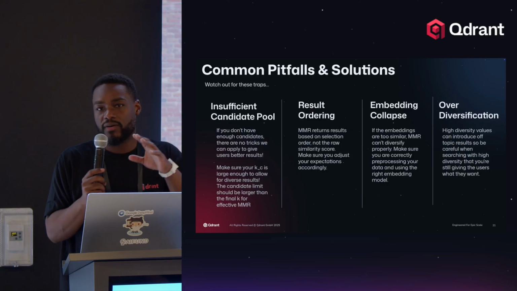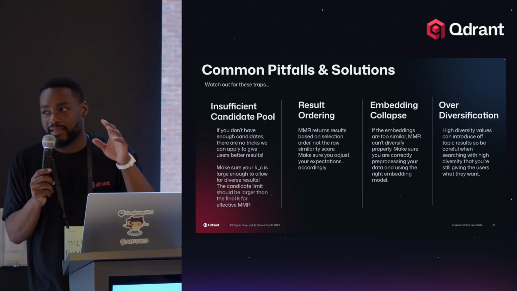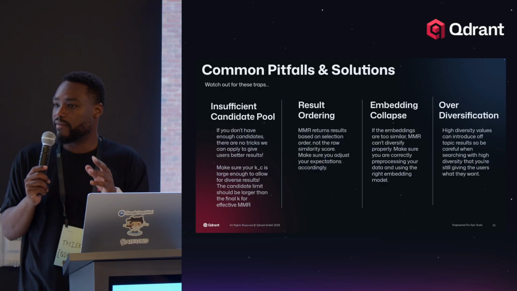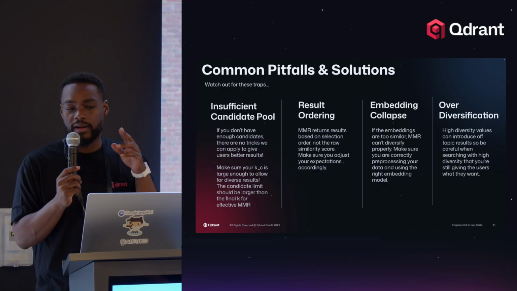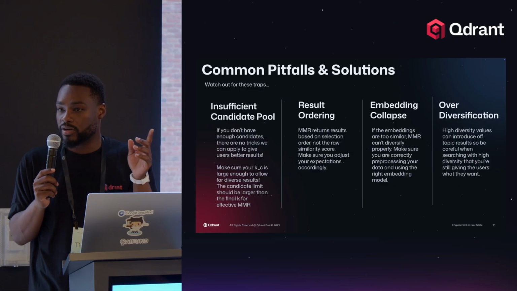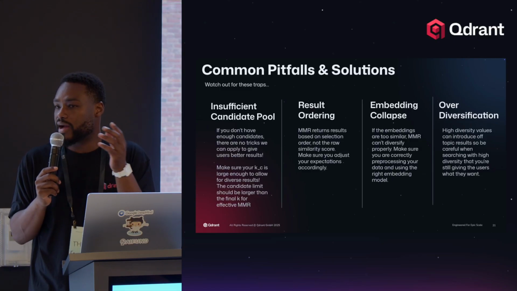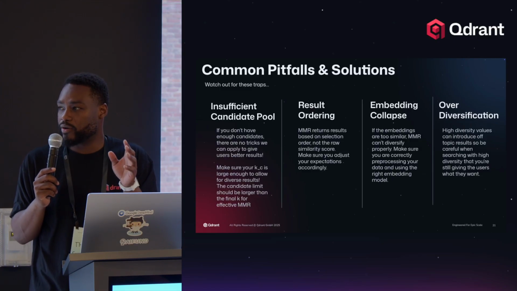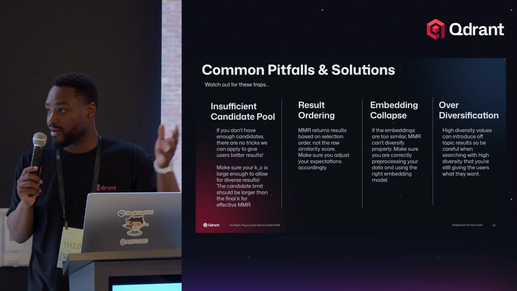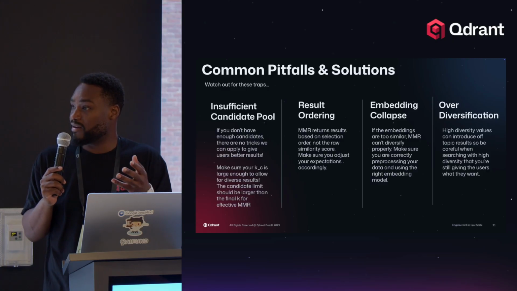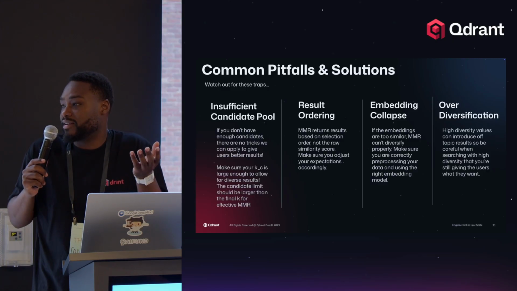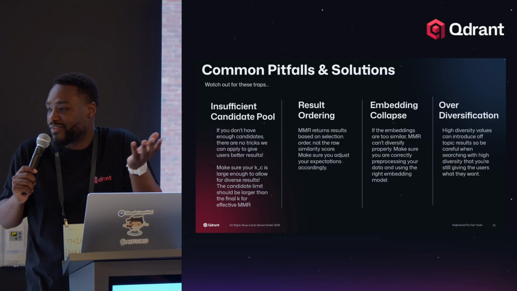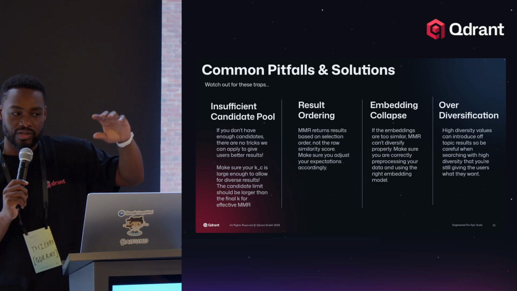So in terms of pitfalls and solutions, embedding collapse, I'll start there because if your embeddings are too similar, this isn't going to work, right? So if you're not using the right embedding model, or if it's garbage in, garbage out, if your data isn't lending itself to being embedded well, then you're just going to diversify, but diversify over what? So you need that initial good data.